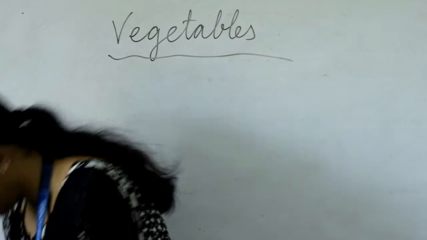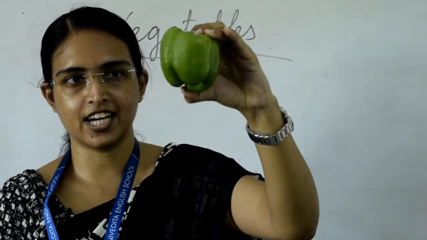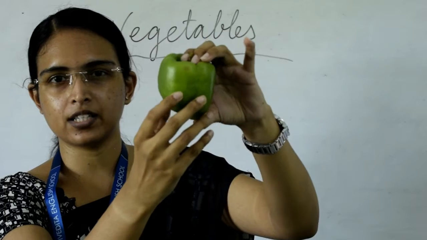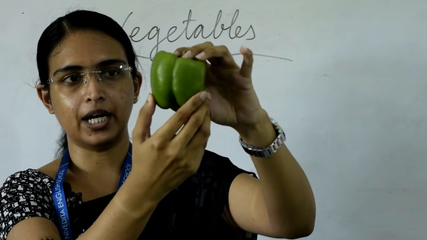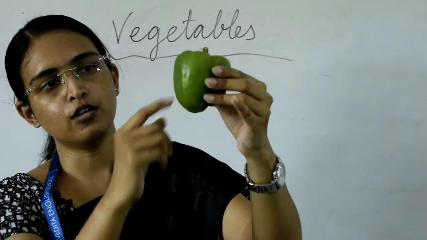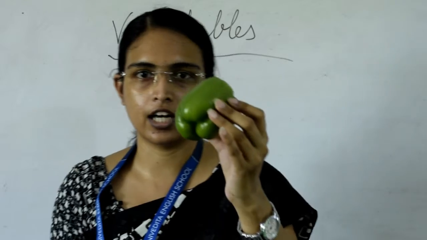Now what is this? Yes, this is a capsicum. Look, it smells like a chili, right? But it is not spicy like chili. Yes. So what is the color of a capsicum? It is green in color.